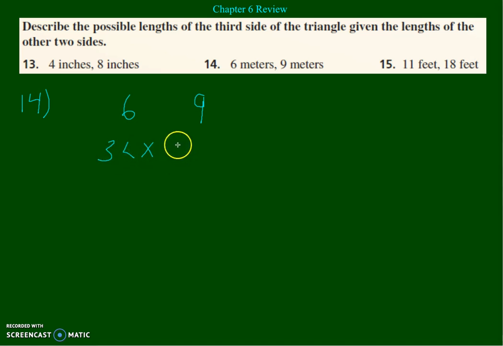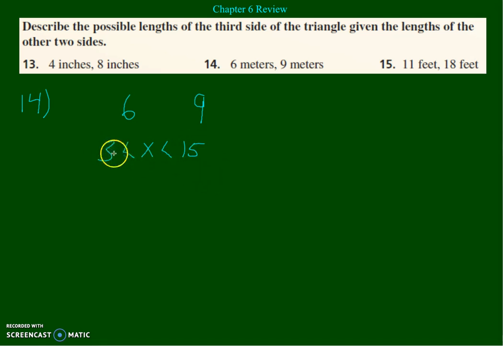And for the greatest possible number, that number has to be less than the sum of these two values, because these are already the lengths of the sides. So 9 plus 6 is 15. So whatever number I pick has to be less than 15.